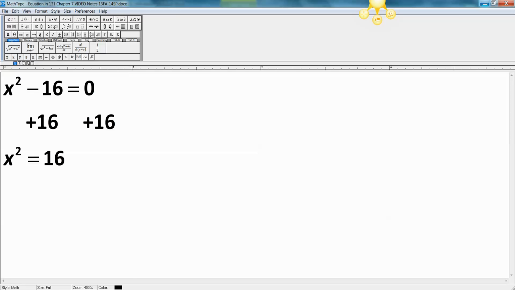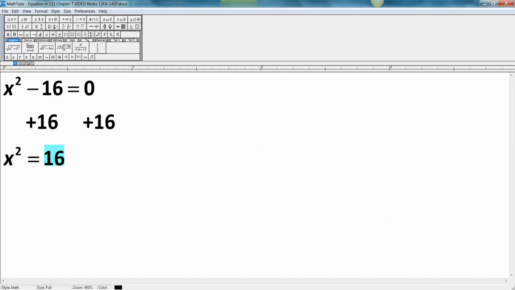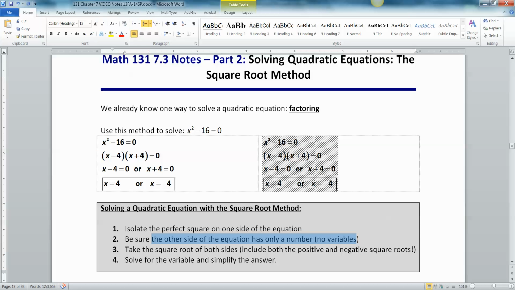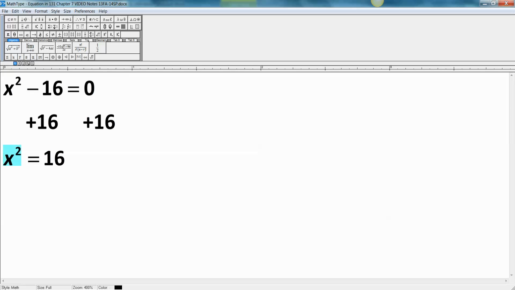All right, step 1 is done. We've isolated our square. Then we make sure the other side of the equation has only a number, no variables. We only have 16 over here, no variables. Step 3, we're going to take the square root of both sides, but remember to include both positive and negative square roots. And then we're going to solve. So you take the square root over here and the square root over here.